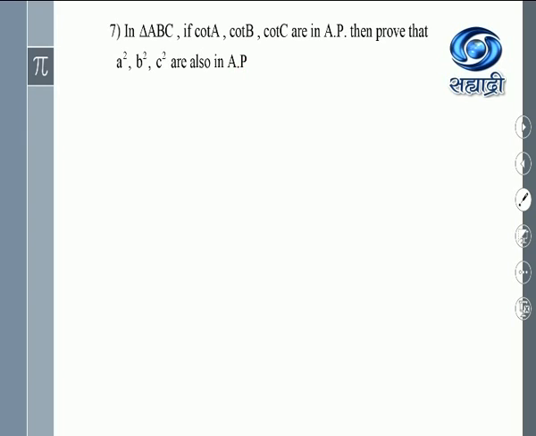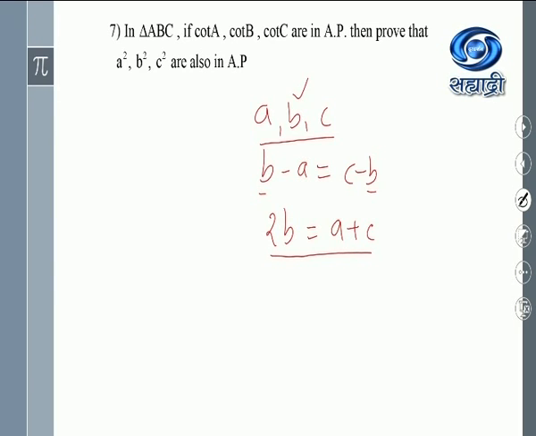You know what is AP? AP is arithmetic progression. Suppose I consider 3 terms, say A, B and C in arithmetic progression. Then what is the common condition here? B minus A is equal to C minus B, right? So this B I write to LHS gives you 2B is equal to A plus C. So if you want to prove the 3 terms in AP, what the condition you will have to remember is 2 times the middle is sum of the extremes.